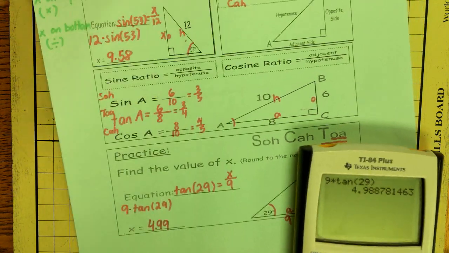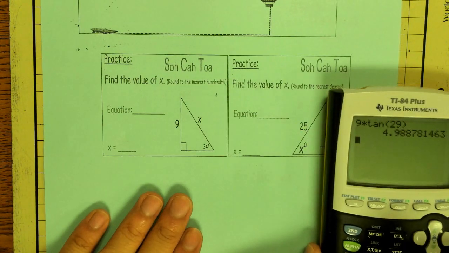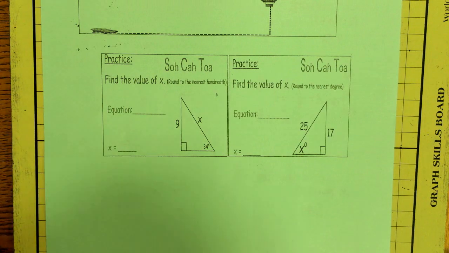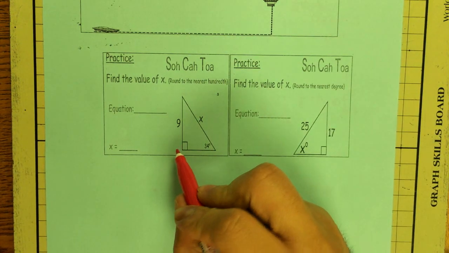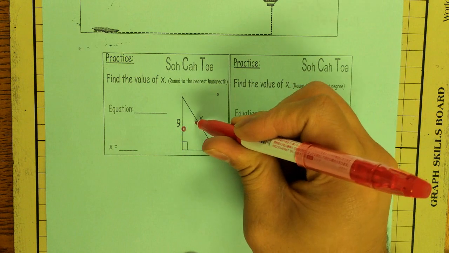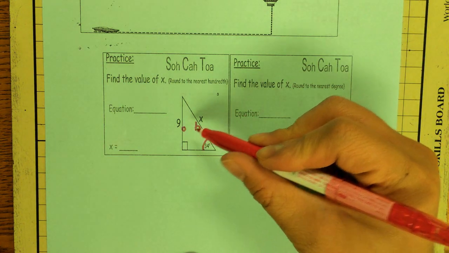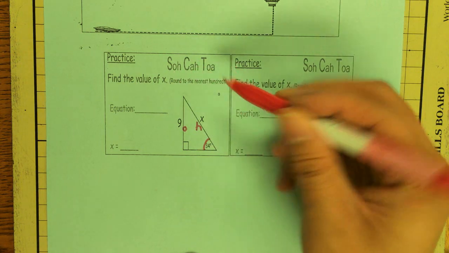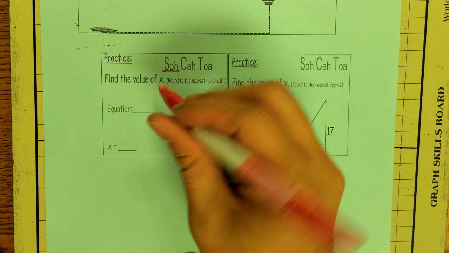Alright, moving on. So here's some sample problems. Let's finish the last two. Over here, my angle's over here. This is my opposite. This is my hypotenuse. So I have an O and an H. We're looking at SohCahToa. O and H are right here. That means I'm using S for sine.